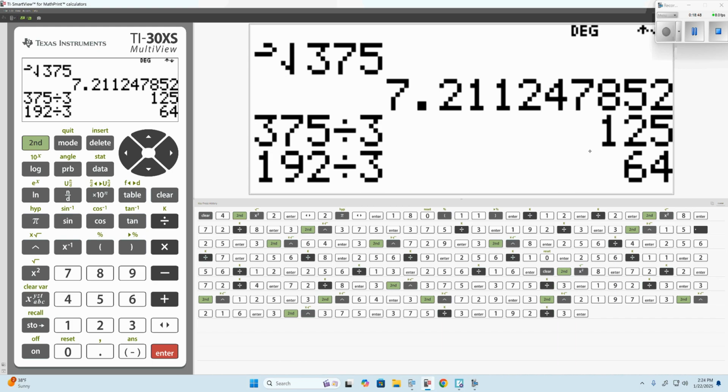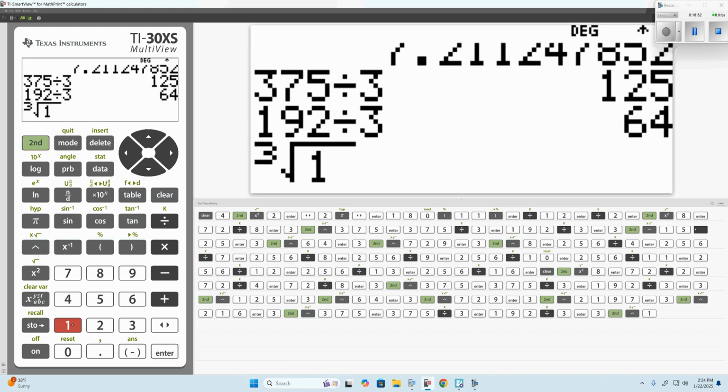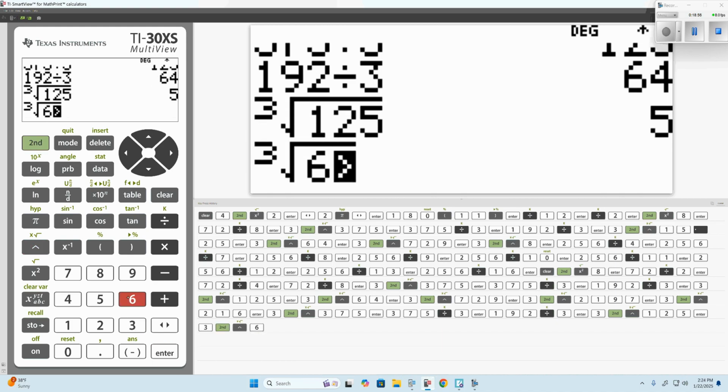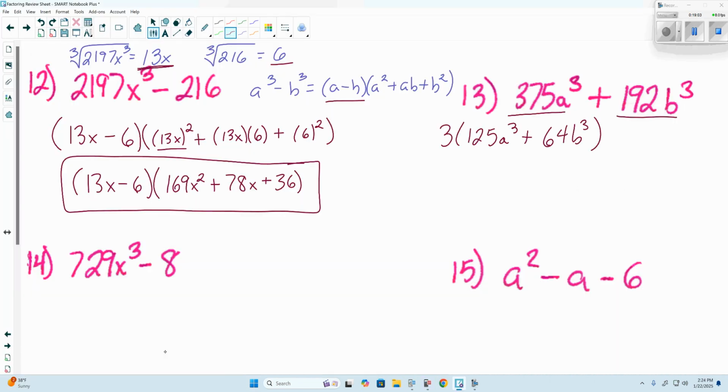Now before we call that one done, let's just check the cubed roots again. Cubed root of 125 is 5. Cubed root of 64 is 4. So it is a sum of two cubes. We just had to factor that 3 out.